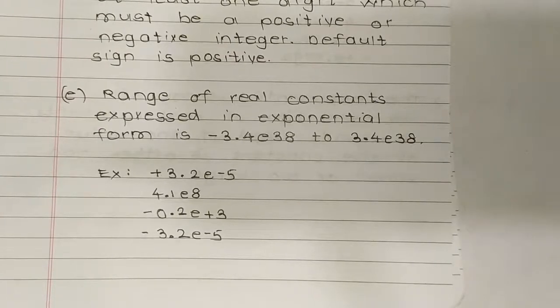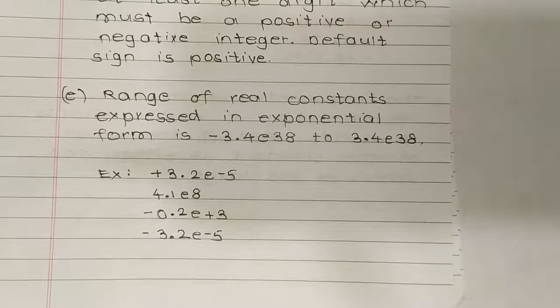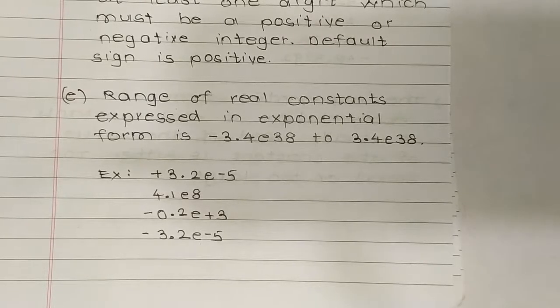Rule E: the range of real constants expressed in exponential form is minus 3.4e38 to plus 3.4e38. So this is the range of real constants. Examples of real constants are plus 3.2e minus 5, 4.1e8, minus 0.2e plus 3, minus 3.2e minus 5. So these are examples of the exponential form of real constants.